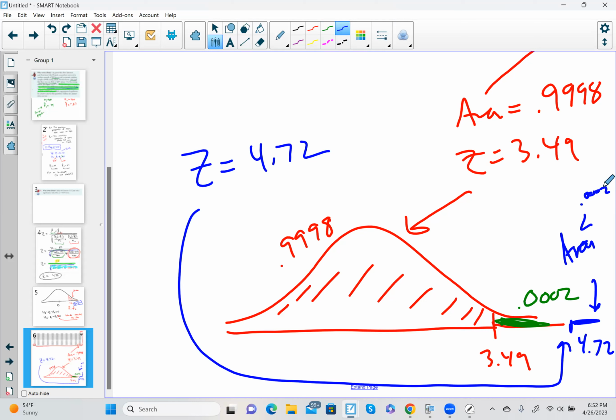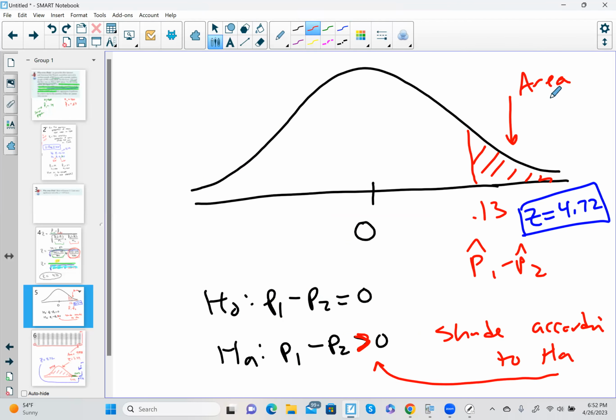And that's the best you can say in this question. We don't have an exact area, but we can say that it's definitely less than 0.0002. It is literally off the charts. So this area is less than 0.0002. That's what this is. Okay, so it's extremely small. It's extremely unlikely to observe a difference of 0.13.